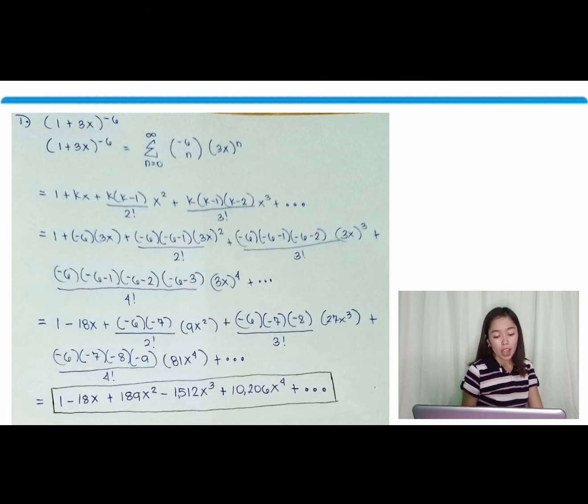Therefore, the first 5 terms of this example are 1 minus 18x plus 189x squared minus 1512x cubed plus 10,206x raised to 4 plus dot dot dot.